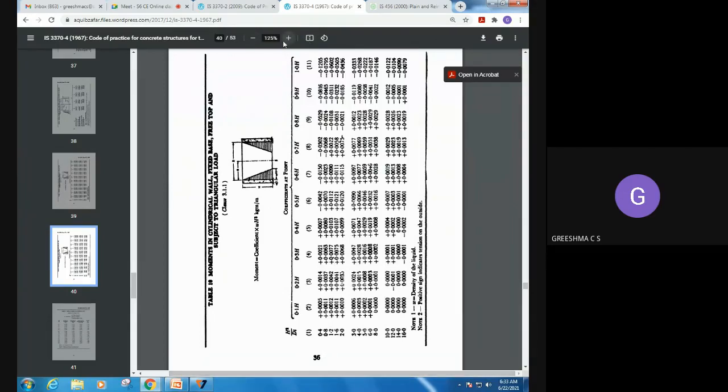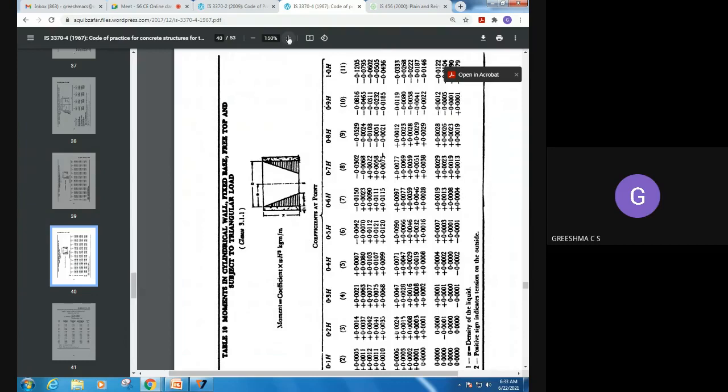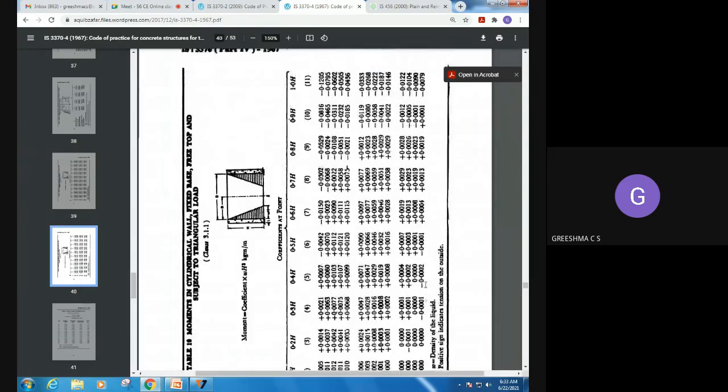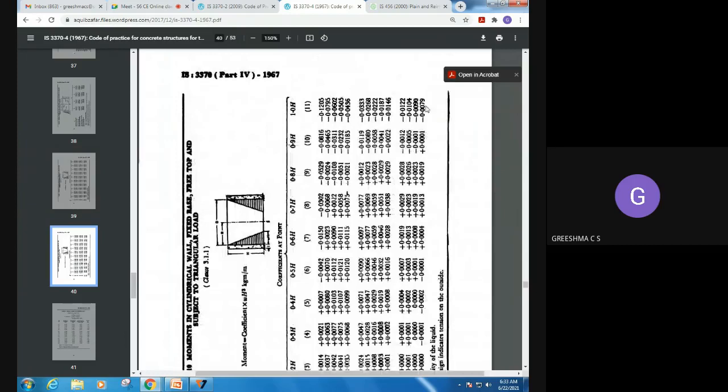Okay, so take this table. Here also, in the same way, you have to take h square by dt value. Okay, h square by dt corresponding is 16, the maximum value, that is a maximum negative value. You can see it is 0.0079. Okay, so where is the maximum moment occurring? We know where the maximum moment is occurring.